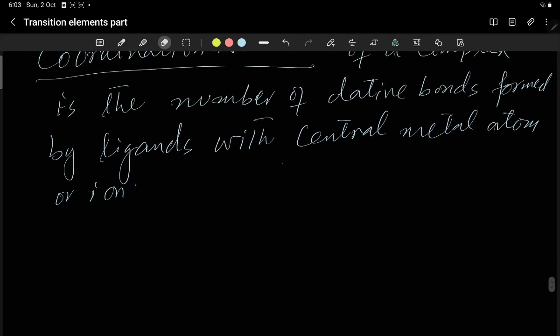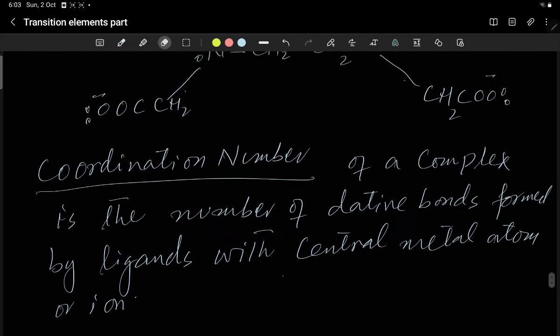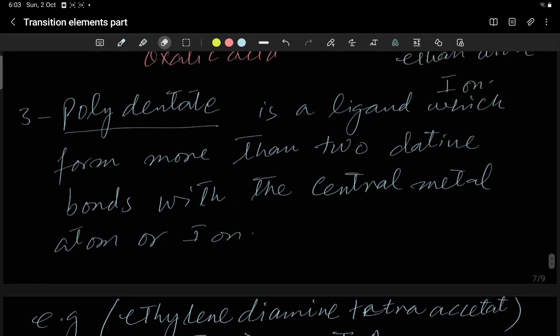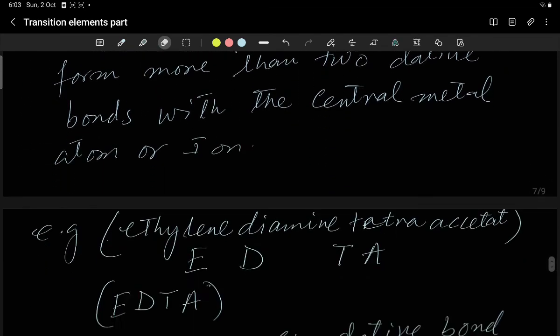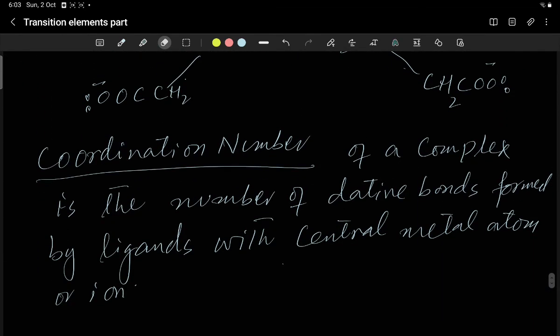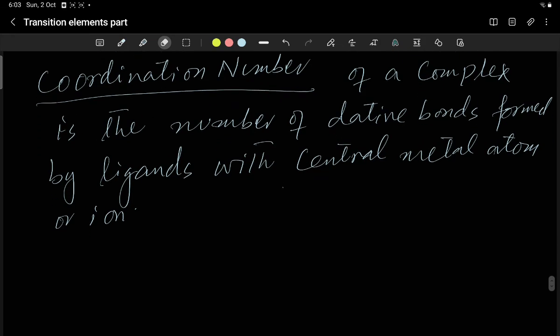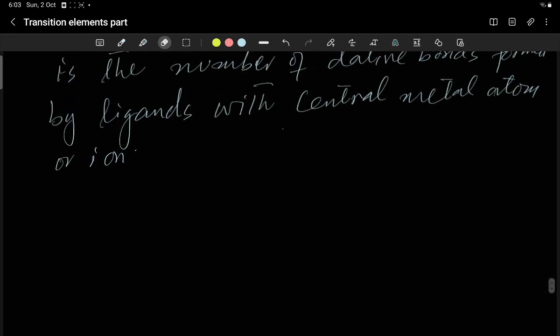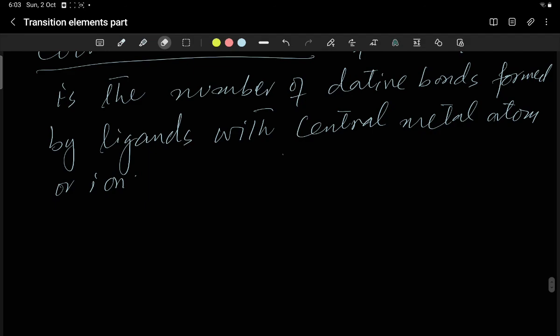In the next video we will discuss the shapes of complexes when monodentate, bidentate and polydentate ligands form dative bonds with the central metal atom and central metal ion.